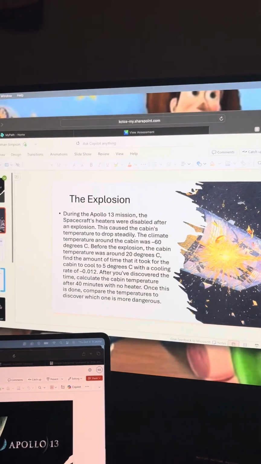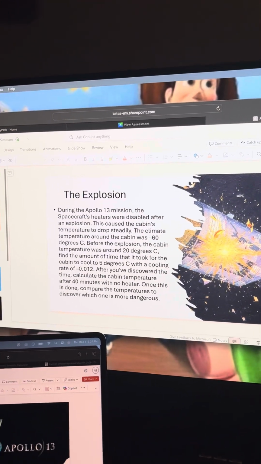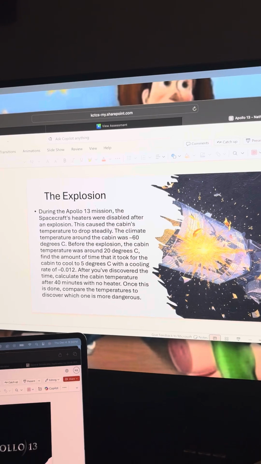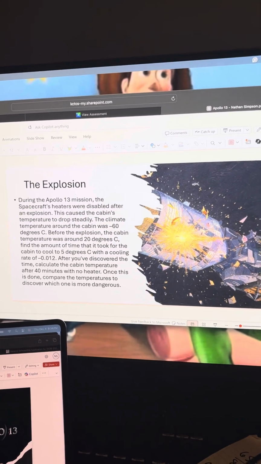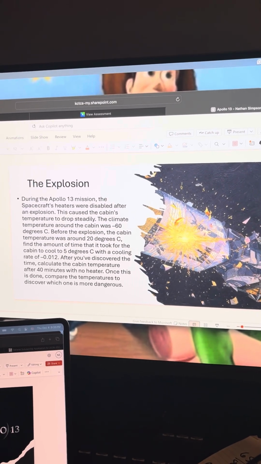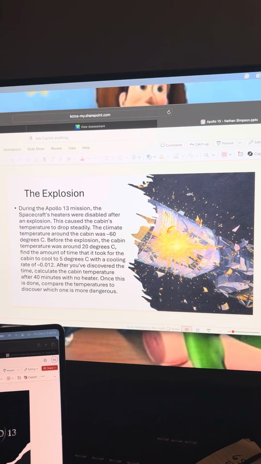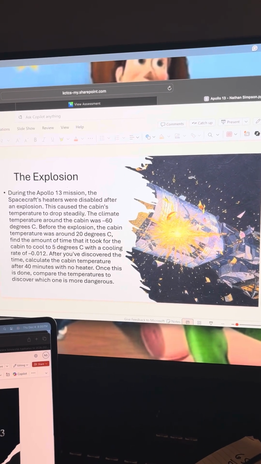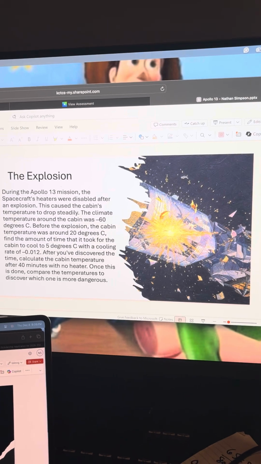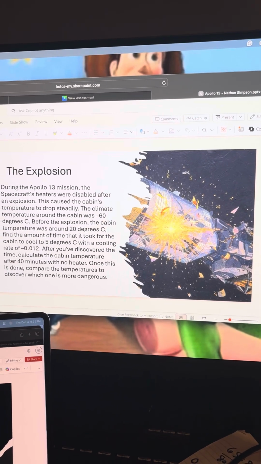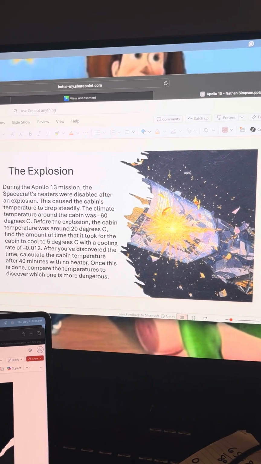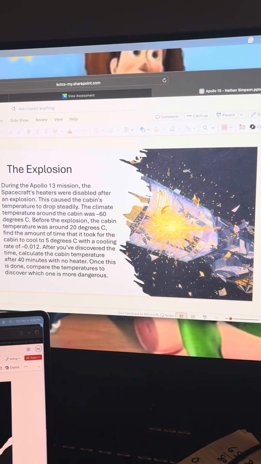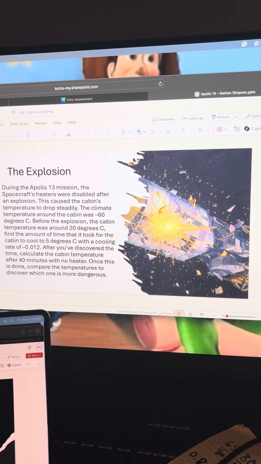Let's get started off with the explosion. During the Apollo 13 mission, the spacecraft's heaters were disabled after an explosion. This caused the cabin's temperature to drop steadily. The climate temperature around the cabin was negative 60 degrees Celsius, but before the explosion, the cabin temperature was around 20 degrees Celsius. Find the amount of time that it took for the cabin to cool to 5 degrees Celsius with a cooling rate of negative 0.012. And this will be for our first problem.